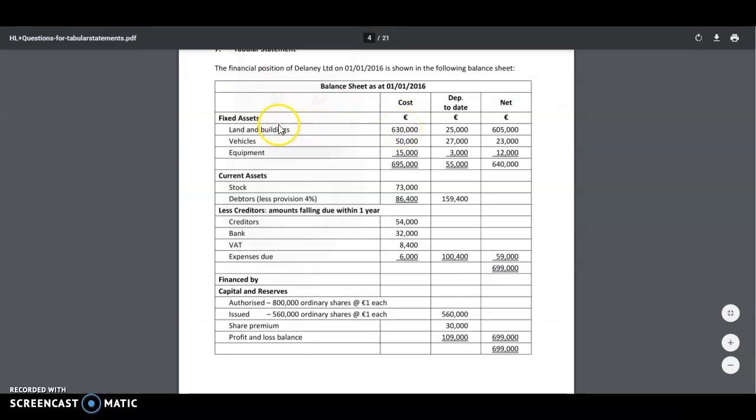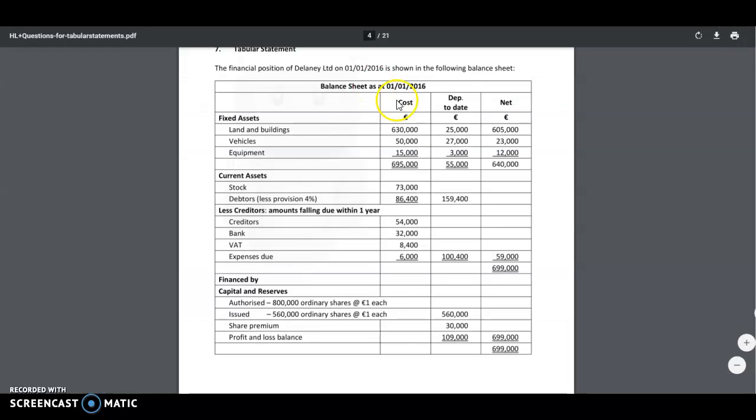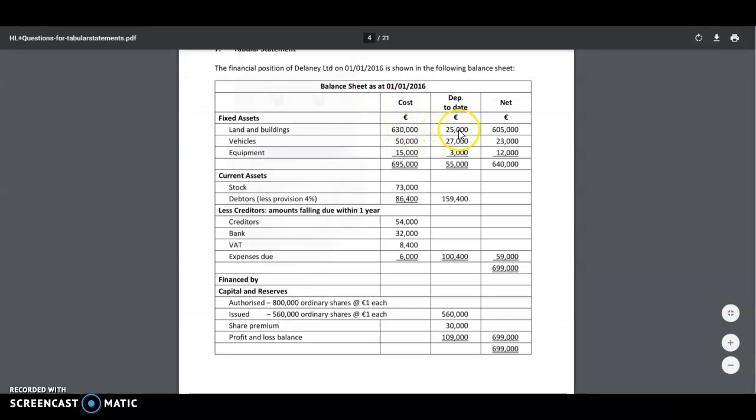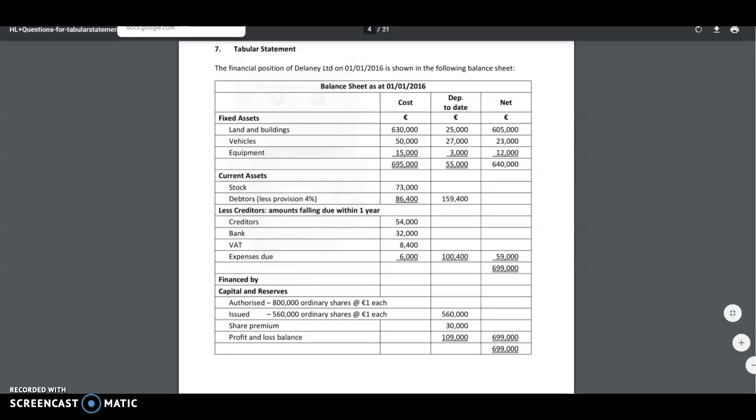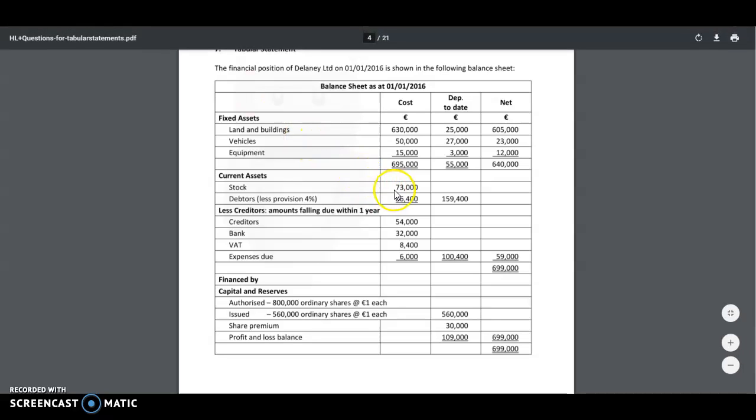With the fixed assets, it's not the net book value you put in, it's the cost, and then you put in the depreciation as a negative asset when you're copying those out. So rather than putting in 605, the value of the land and buildings, I put the 630 in, and I put in the minus 25. I do the same with vehicles: we see there it's 50 and 27, so I put in 50 and minus 27. Same with equipment. Stock, I'm just taking straight from the balance sheet.